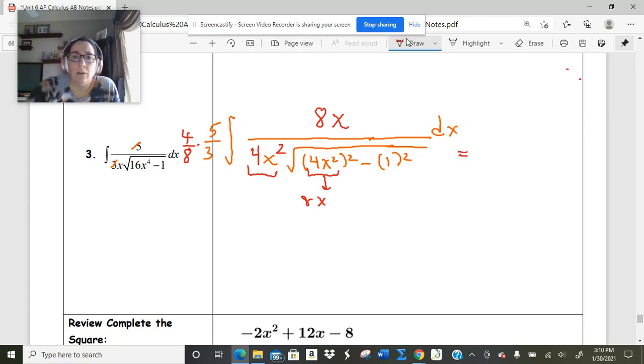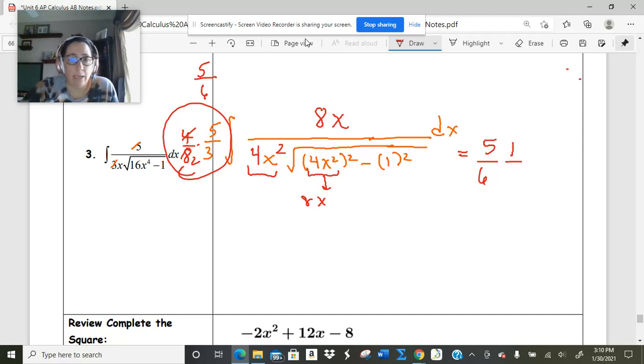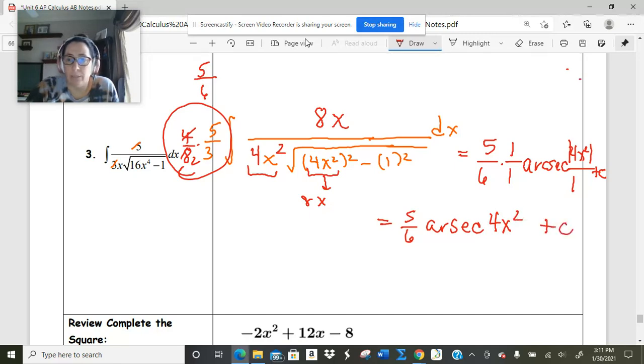Now I am set up to do an arcsecant. So my coefficient, which we can simplify as 5 over 6, is going to go along for the ride. Arcsecant is 1 over a, but my a is just 1. Then I do my arcsecant. This one is an absolute value, which I don't really need because it's a square, over my a plus c. So this would be 5/6 arcsecant of 4x squared plus c.